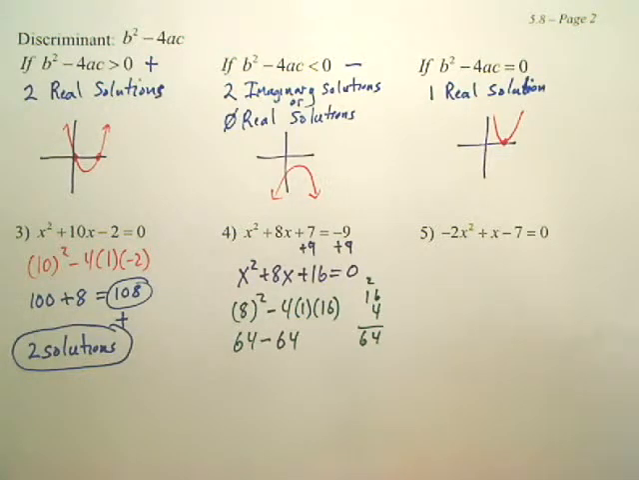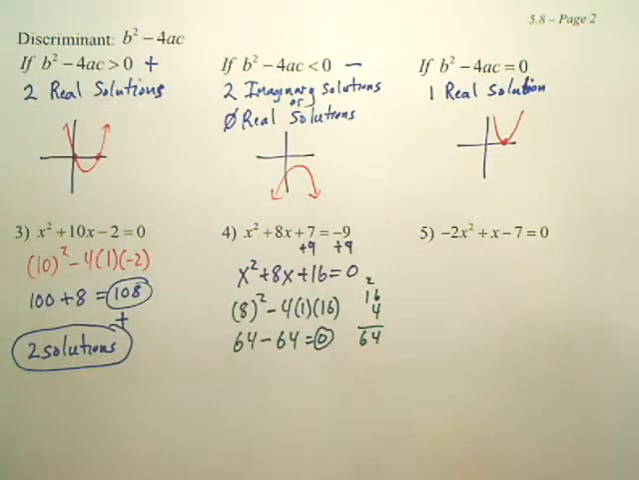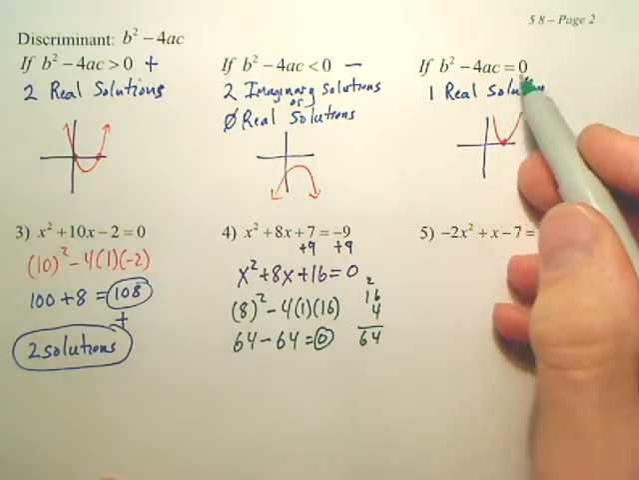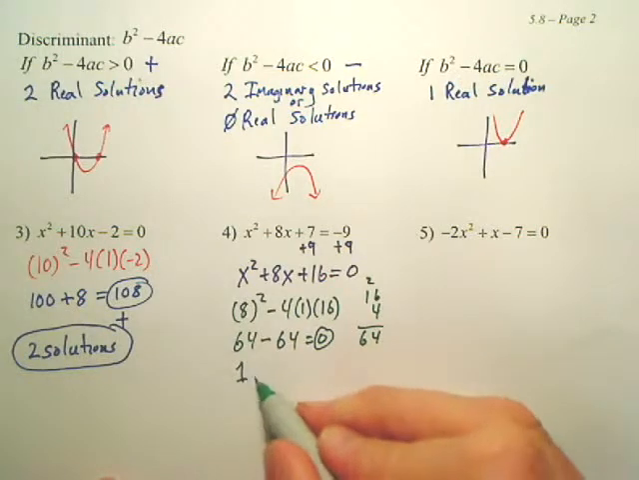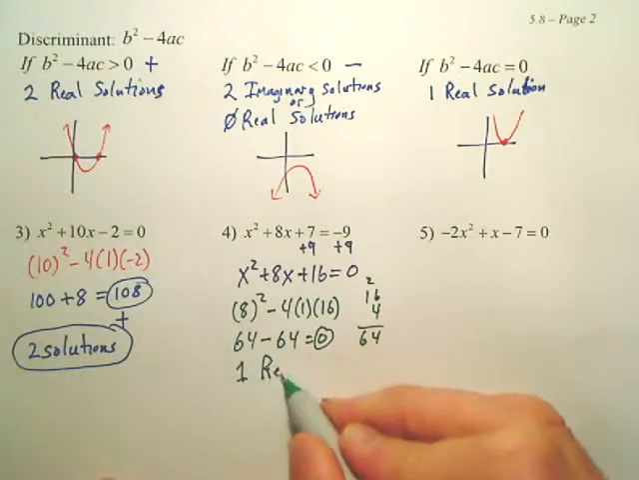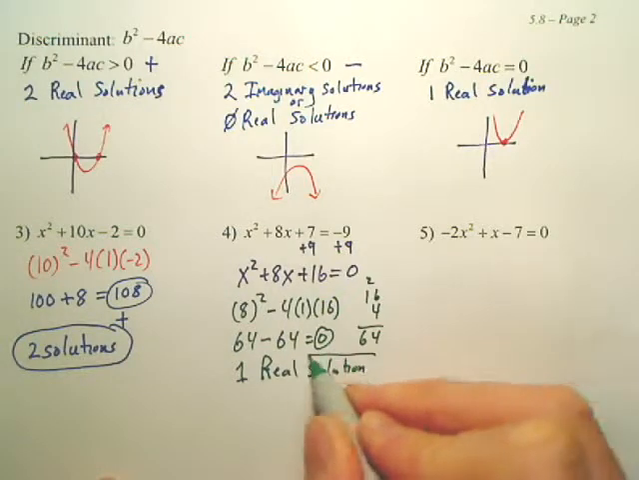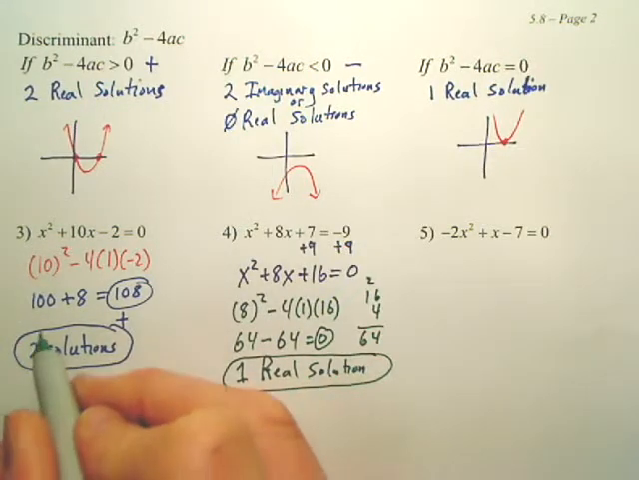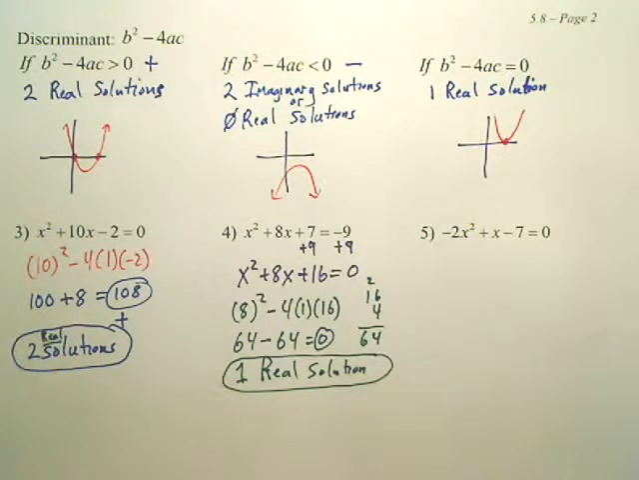What's my answer? Isn't that 0? What did it say here when it equals 0? It's one solution. It hits once. So this is 1. Actually, I should be putting the word real here. One real solution. This is 2. This is 1.